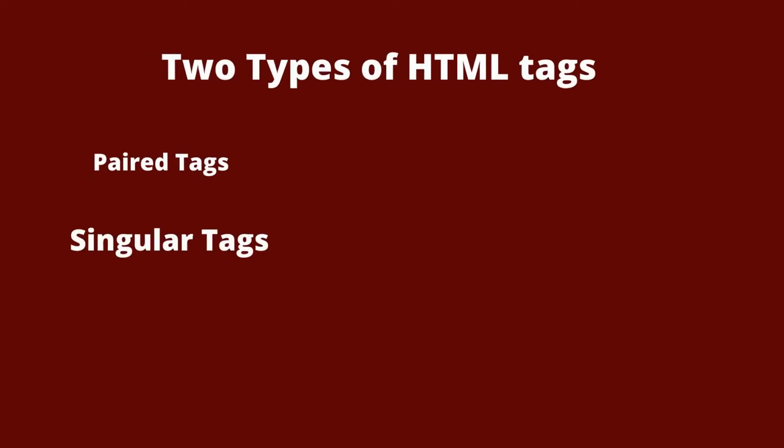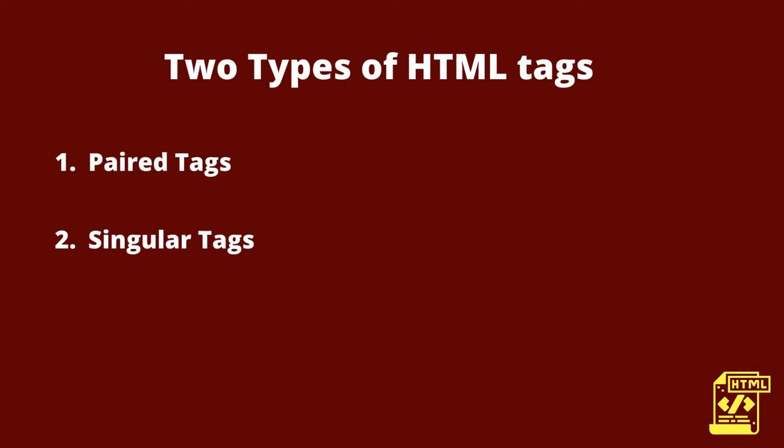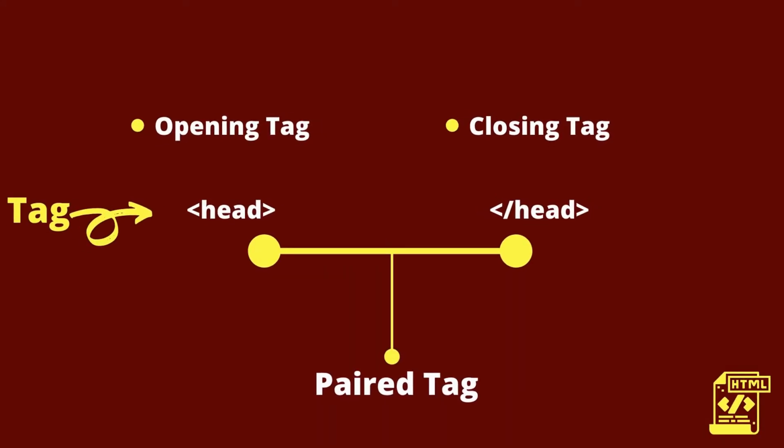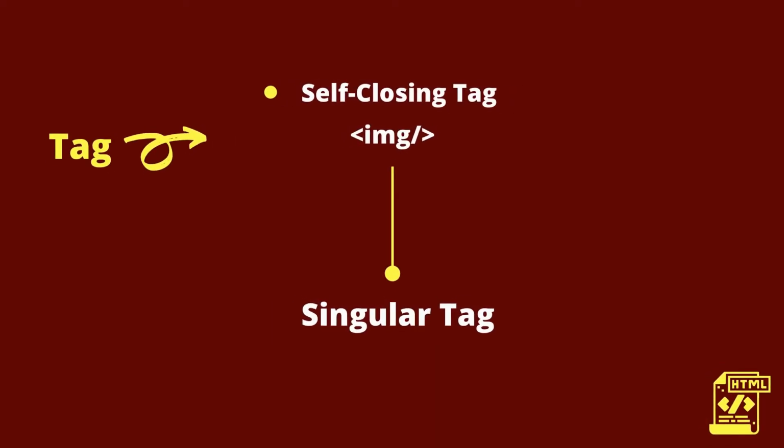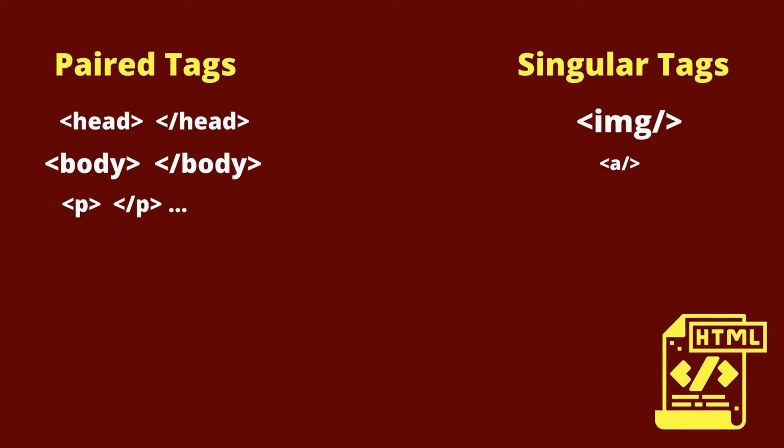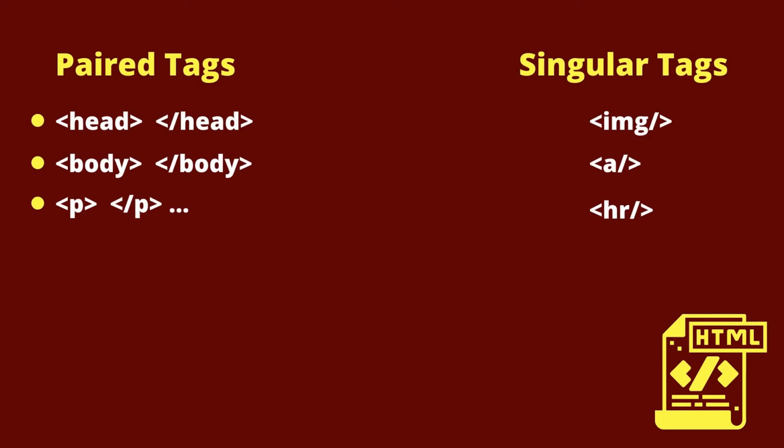This therefore means that all HTML tags can be divided into two main types, which are the pair tags and the singular tags. Pair tags come in pairs, having both an opening and a closing tag. Hence, they are always in pairs. However, on the other hand, singular tags are without closing tags. Here are some examples of these tags. There are tons of tags in HTML, and we'll be getting into them in future videos.